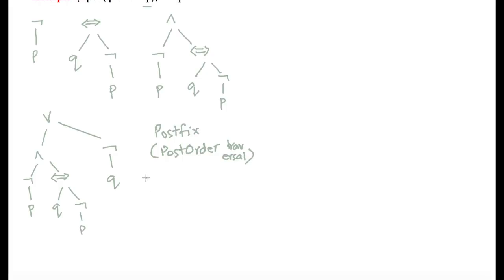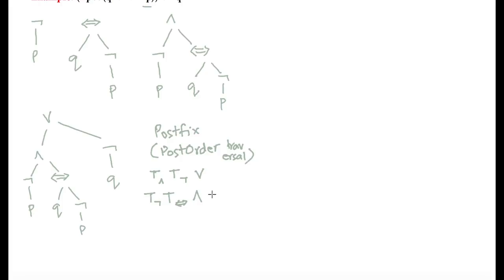Correct? Okay. So now for post order traversal, what do we have? We have left subtree, right subtree, then the root. So we'll say tree rooted at AND, tree rooted at NOT, and then our OR. So tree rooted at AND is: left subtree, tree rooted at NOT, then tree rooted at the double implication sign, and then we have AND.